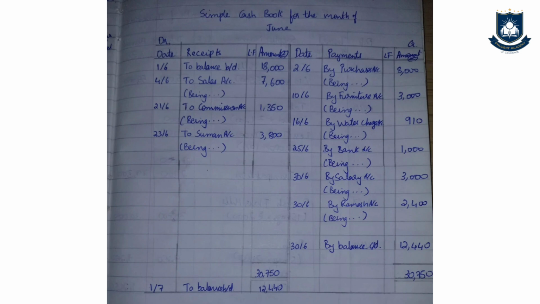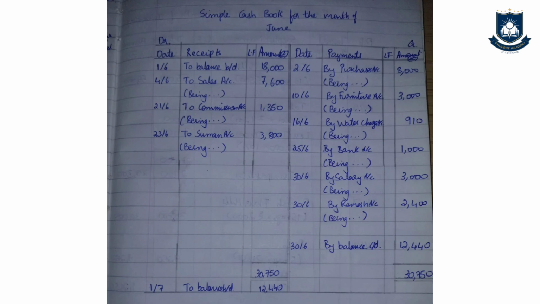Then we'll start. You know the columns that I have mentioned earlier in this video, the same 8 columns we have drawn. And then first one is June 1st, cash in hand rupees 18,000. That is, we had that much cash at the beginning of the month, so we will have to write to balance brought down, and then in the amount column 18,000.